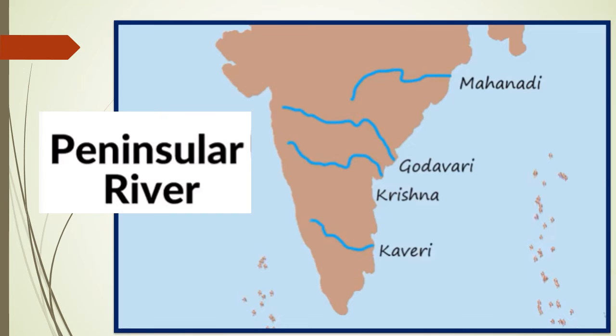Let us now see the peninsular rivers. They are mainly Mahanadi, Godavari, Krishna and Kaveri. Now why are they called peninsular? All of you know this part of India is a peninsula. What is a peninsula? A piece of land surrounded by water on three sides. So here we have Bay of Bengal, here we have Arabian Sea, and down below is Indian Ocean. So that is why this is called peninsular river. Okay, so you should know which are the major peninsular rivers: Mahanadi, Godavari, Krishna and Kaveri.